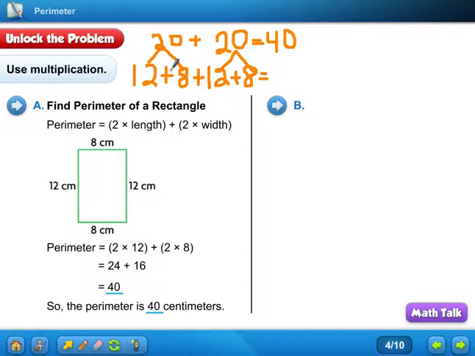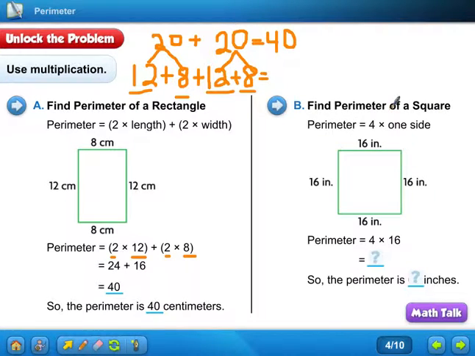So I just did it using addition, and I have the same answer. So look, I used 2 12s, 1, 2, that's where I get my 2 12s, and I also used 2 8s. So 2 times the length, and then 2 times the width. All right, let's go back. I meant to push this button right here.